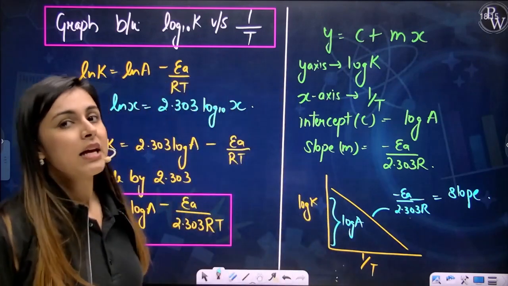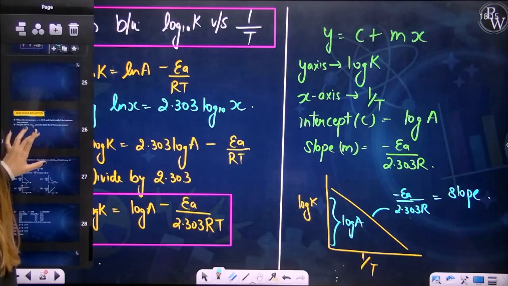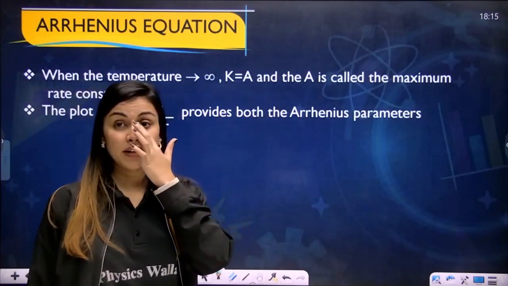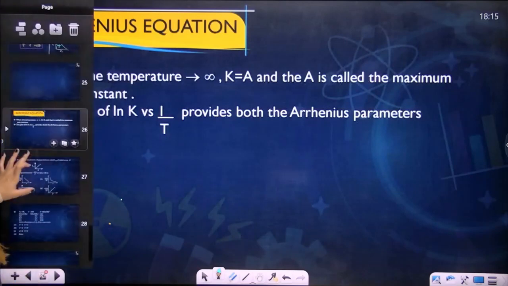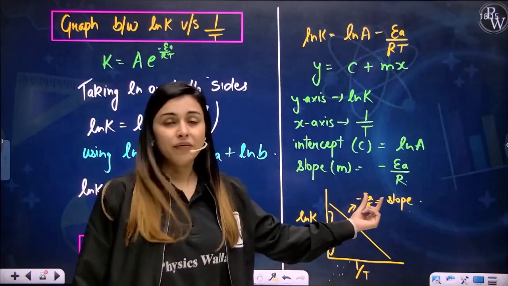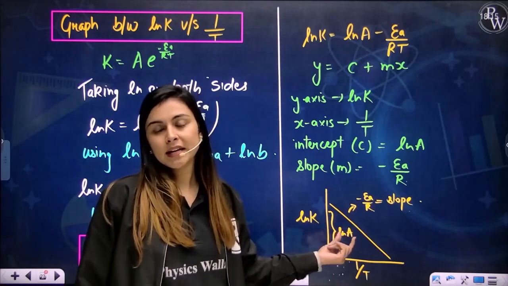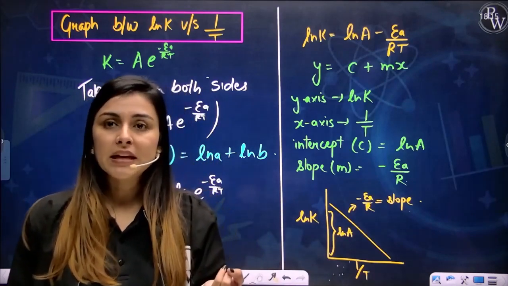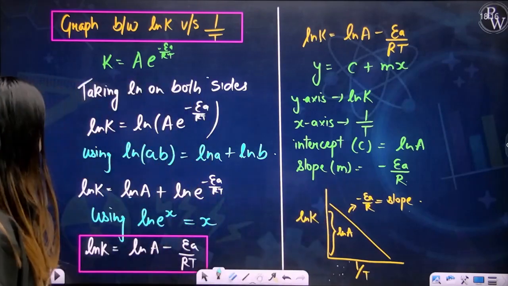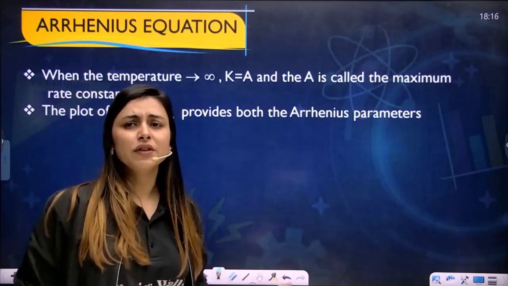Perfect, my dear students. Today, let's wrap things up. I hope now you can understand this part. The plot of ln k versus 1 upon T provides both the Arrhenius parameters. How do they provide both the Arrhenius parameters? I just want to make you understand. We just did plot this graph, and see, if you find out the slope, you will get Ea upon R, right? And if you see the intercept, you will get ln A. These are the two Arrhenius parameters, A and Ea, and you will calculate both of them by the graph, right? Yes. So this is what is told to you in this particular line. Now, I hope you are clear with each and every part.